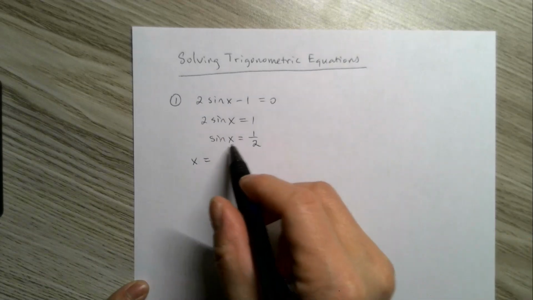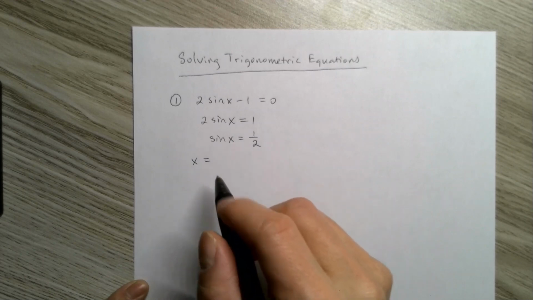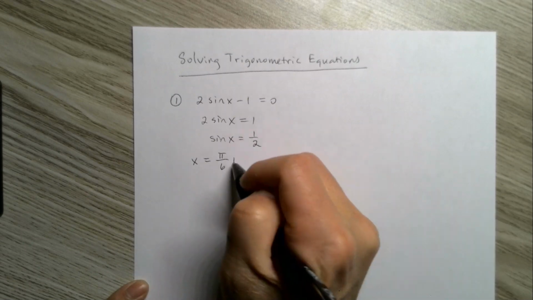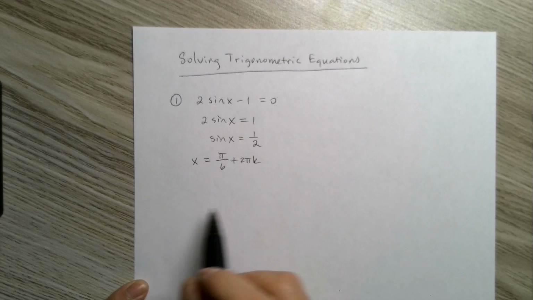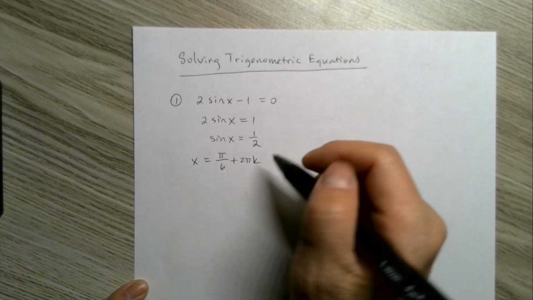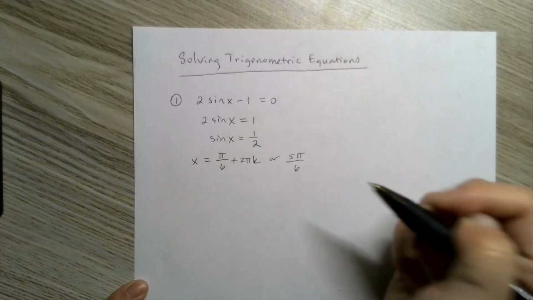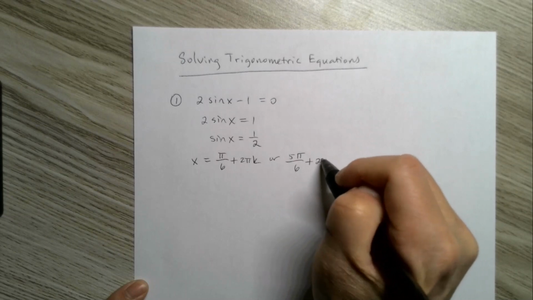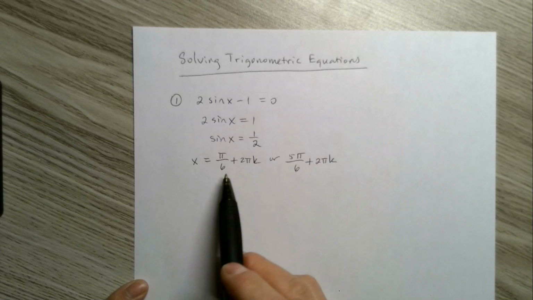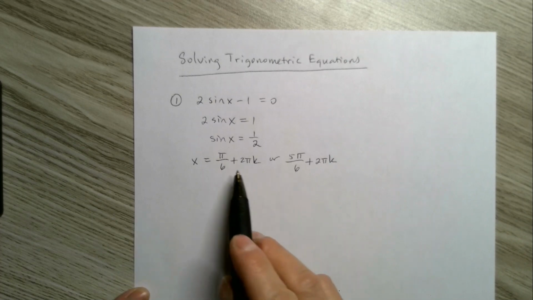So if the sine of x is 1/2, then x could be pi over 6 plus 2 pi k, because we can go around the circle another time and land on pi over 6 again. Or 5 pi over 6 over in quadrant 2, because that has the same sine value as pi over 6. And there we have the 2 families of solutions.